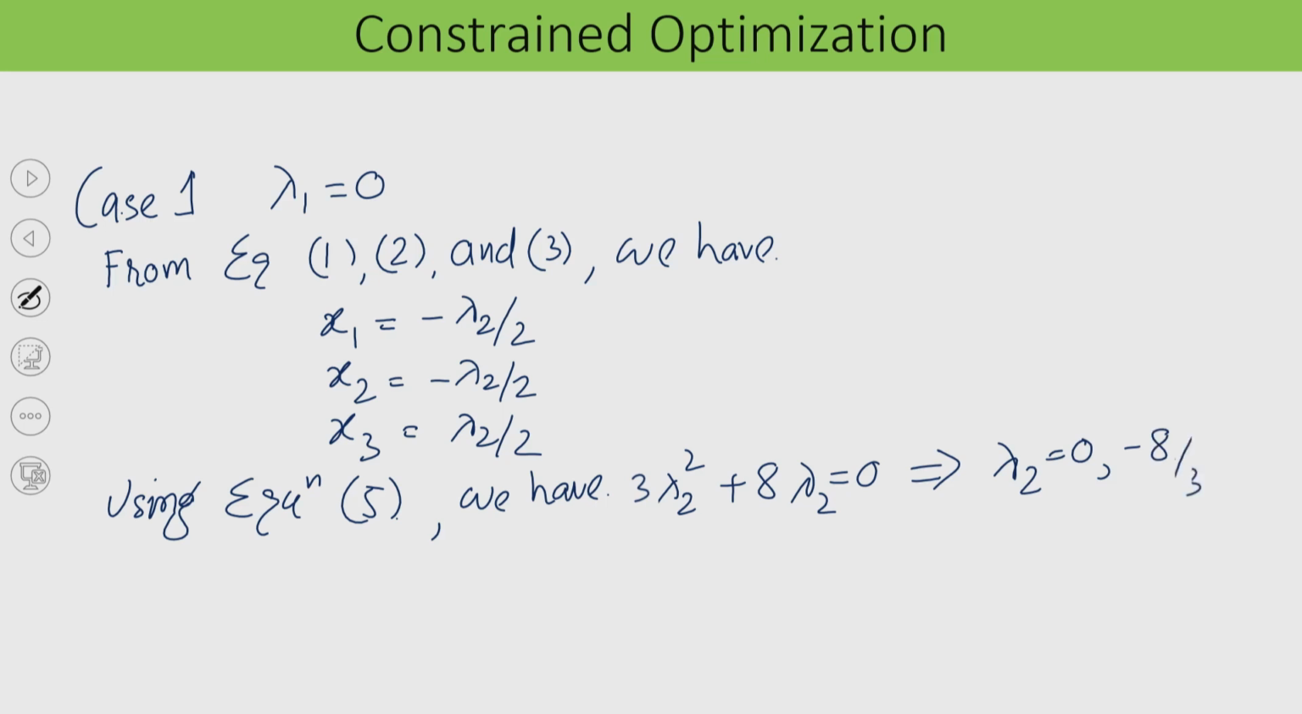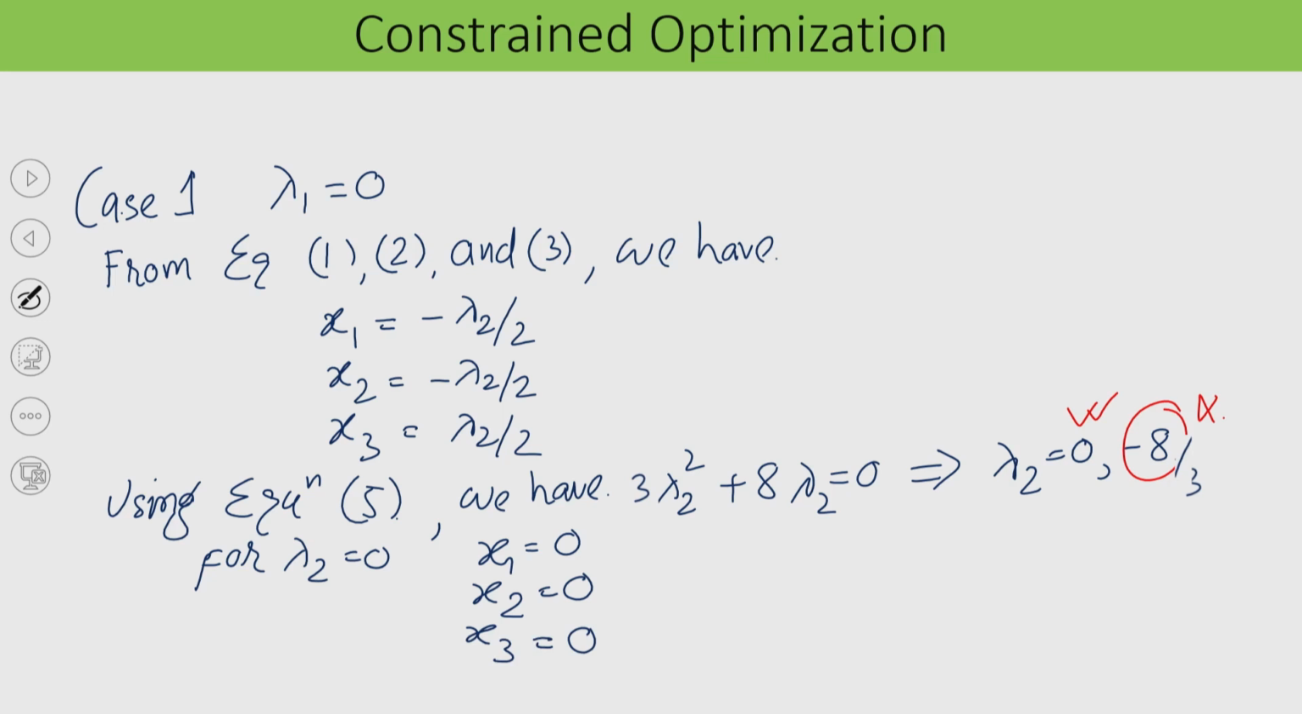So, it is not possible because the lambda should be positive. So, this is not acceptable. Therefore, the only solution is lambda 2 equal to 0. If lambda 2 is equal to 0, then x 1 equal to 0, x 2 equal to 0, x 3 equal to 0.